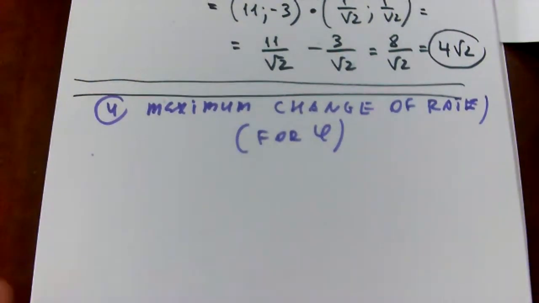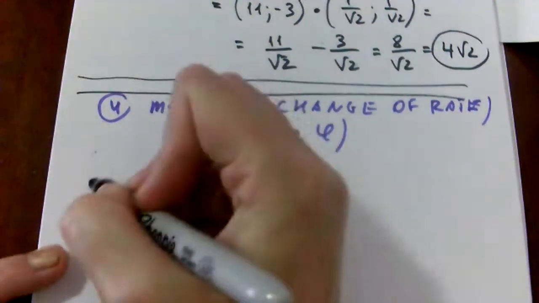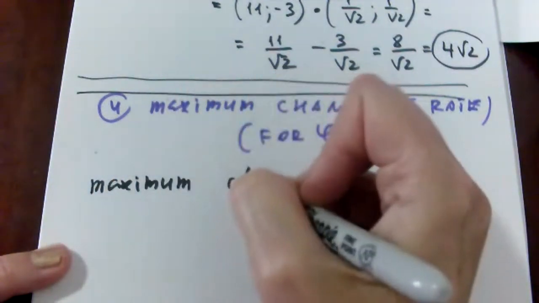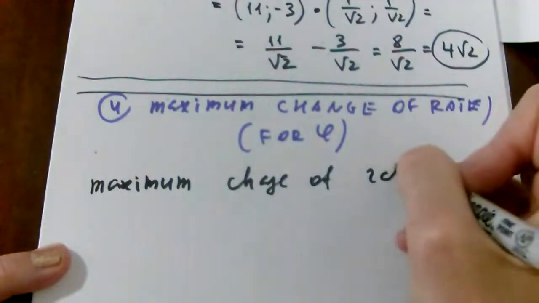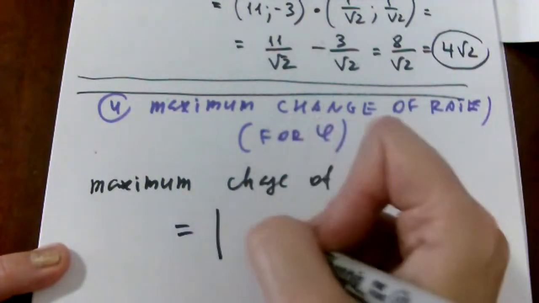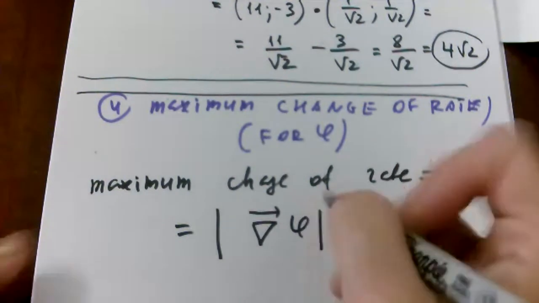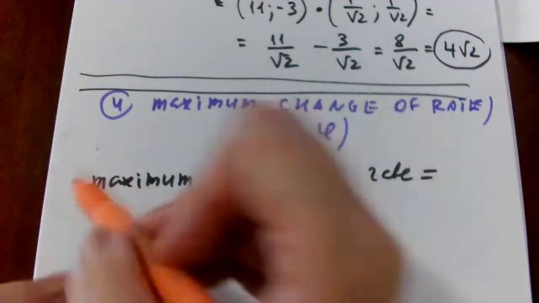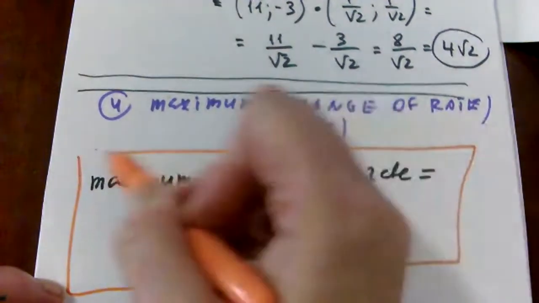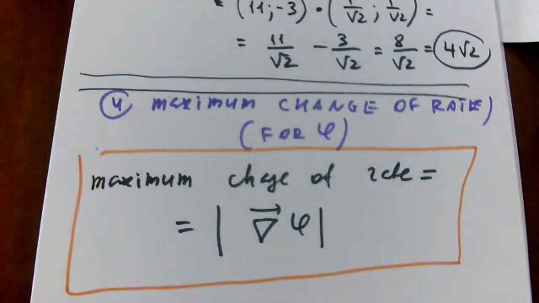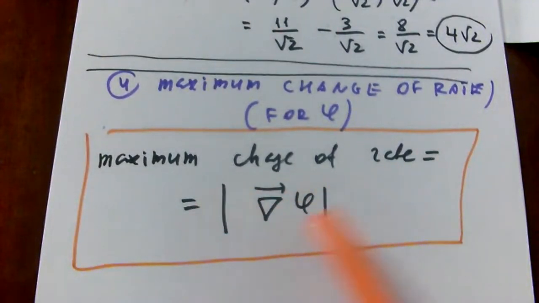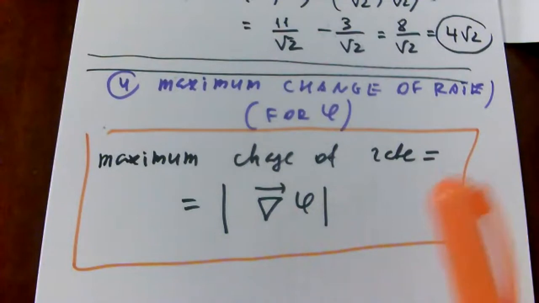The proof was given in the lectures. I'm just writing this down to you as a result. Maximum change of rate is equal to the length of the gradient. That's it. I think it's easier to memorize this fact once and for all. So if you are asked to find the maximum change of rate of your function phi, you just need to calculate the gradient and take the modulus, the absolute value of this gradient. That's it. Very easy.